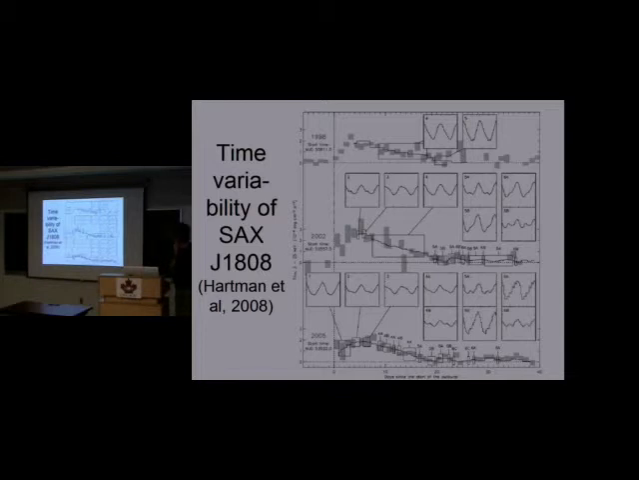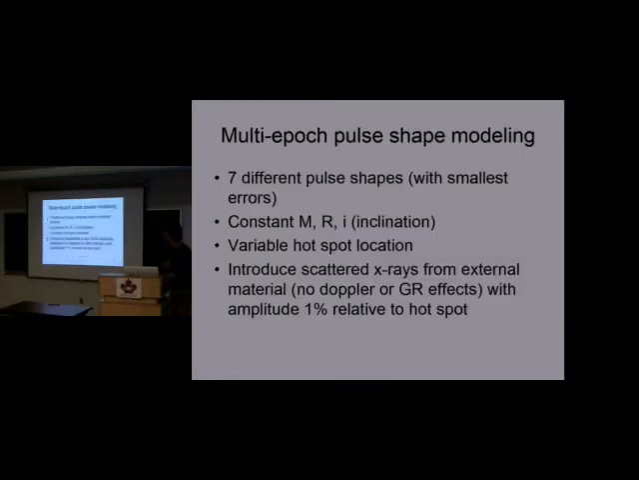And out of all the pulse shapes, we picked the 7 statistically best ones to study and fit with a single model with a fixed rotation axis, fixed mass, and fixed radius, but variable hotspot location and variable emissivity. So the emissivity parameter changes with time as well as the position of the hotspot on the star. Okay. So we tried fitting these together. I found out there was some extra externally scattered X-rays that had to be put in, or else you couldn't consistently fit these different pulse shapes.